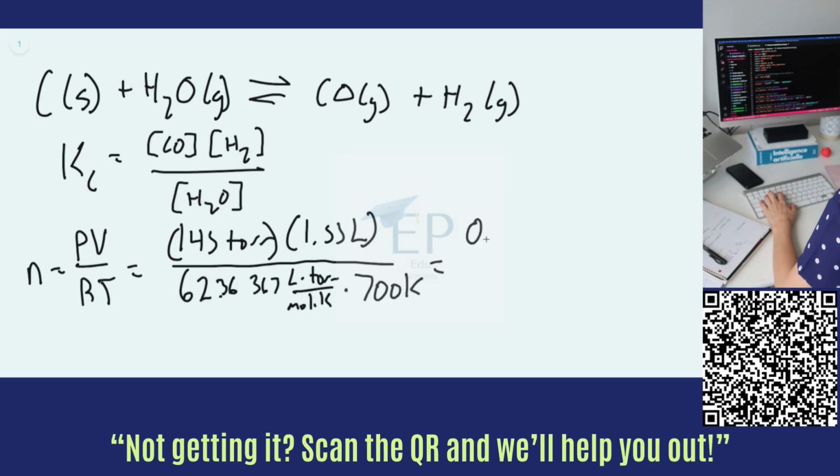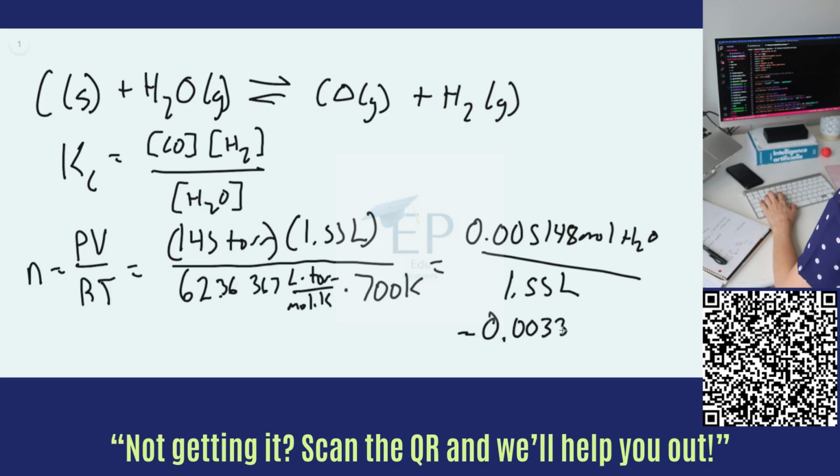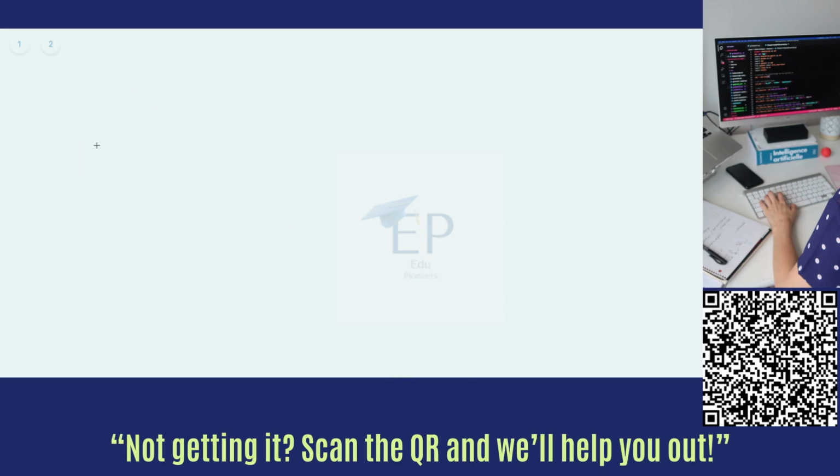And that gives us 0.005148 moles of H2O. If we divide that by our 1.55 liters, we get 0.0033 molar water. And so now we can set up an ice table.